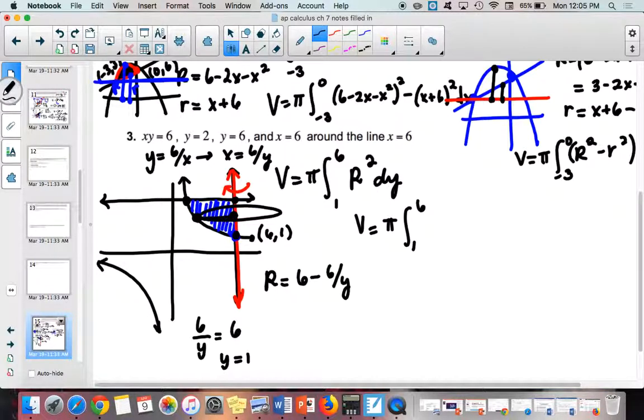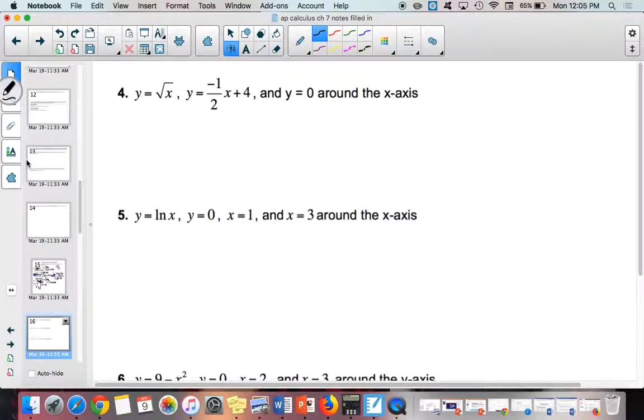Because what I'm doing is I'm creating these circles that have an area, and when I add up all the areas, I get a volume. Just like when we learned Riemann sums and we added up all the areas of these rectangles to get the total area. If I stack a bunch of quarters on top of each other, I get a volume, not an area. All those heights added together end up being the area of the rectangle. So anyway, I get 6 minus 6 over y squared dy, and then we go from there. All right, so next one.